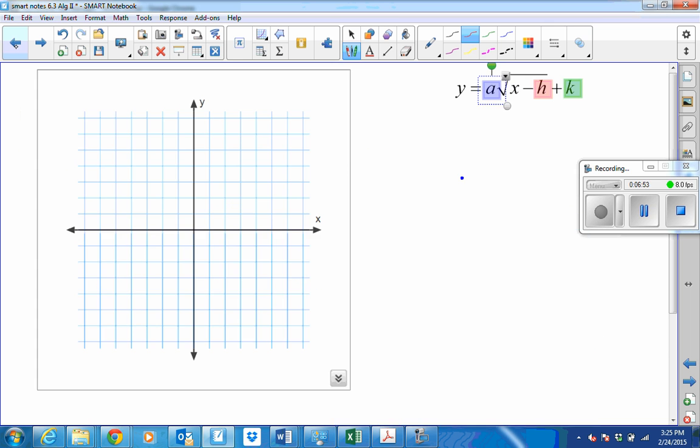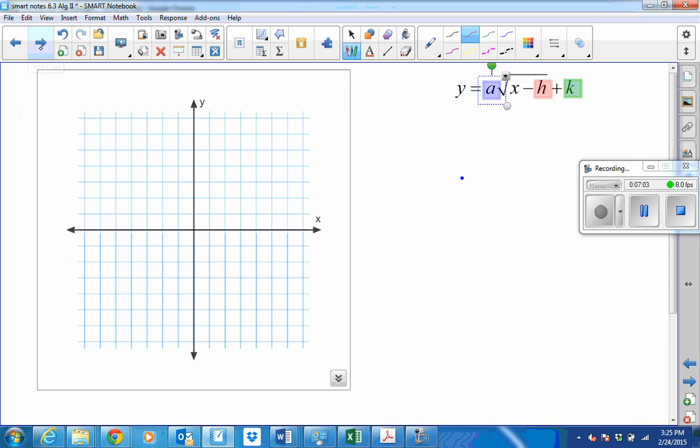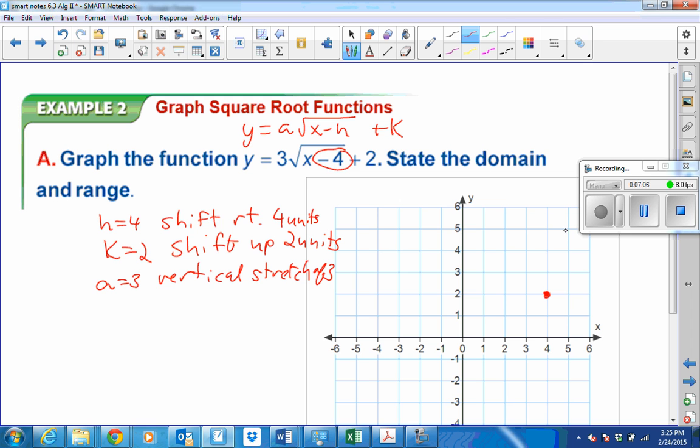If we go back and we look at these first functions that we graphed, between the vertex or the starting point and this, it was always up 1 over 1. When a is 3, that means that this is going to be vertically stretched by 3. Now it's going to go up 3 and over 1. But let's go ahead and pick some ordered pairs to see why that is.